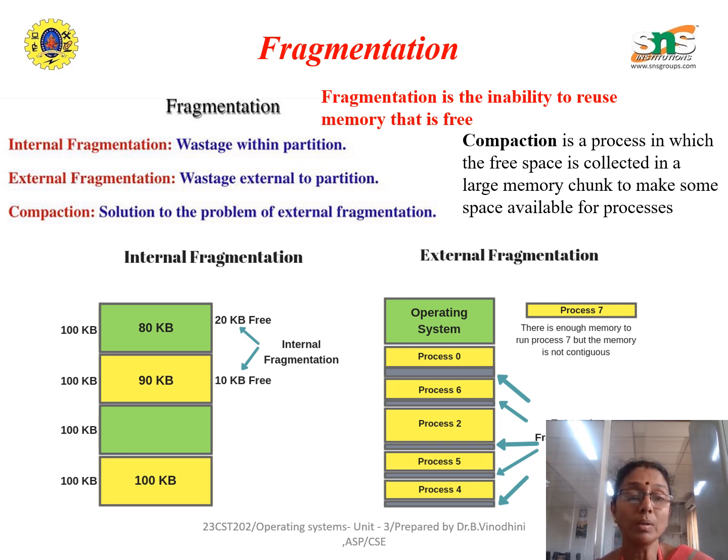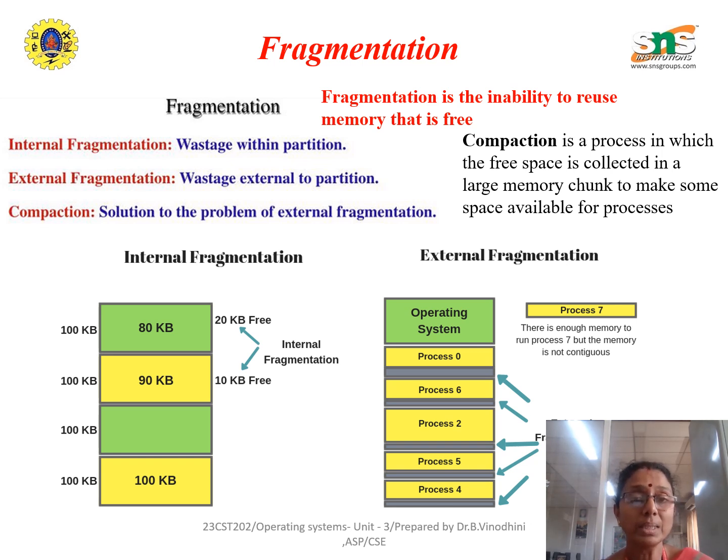How can we solve external fragmentation? Using the method of compaction. Compaction is a process in which the free space is collected into a large memory chunk, to make some space available for processes. So we collect all the free space and store it, separating the allocated and non-allocated space, free and occupied space. That can reduce the problem of external fragmentation. Internal fragmentation means there is available space within a partition. External fragmentation means available space across the partitions.